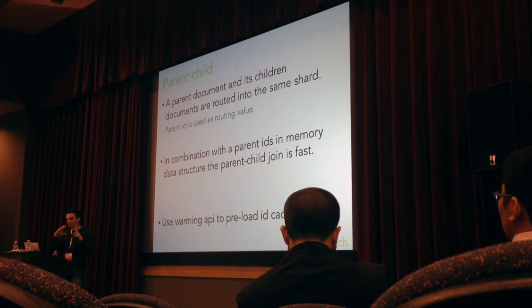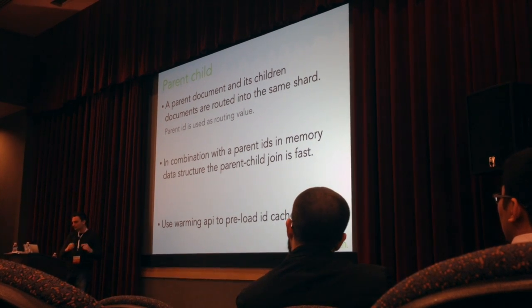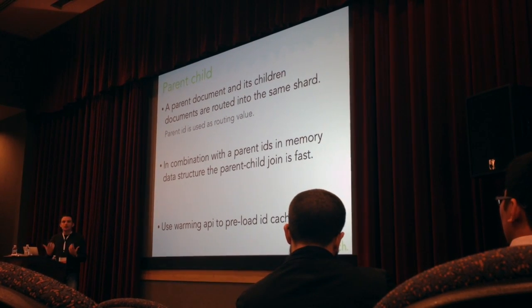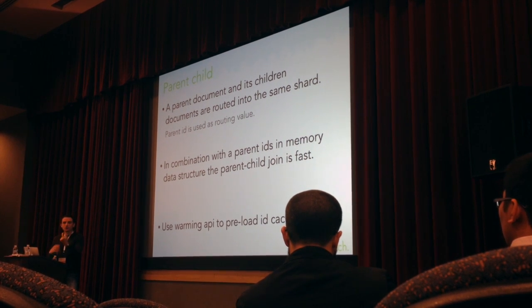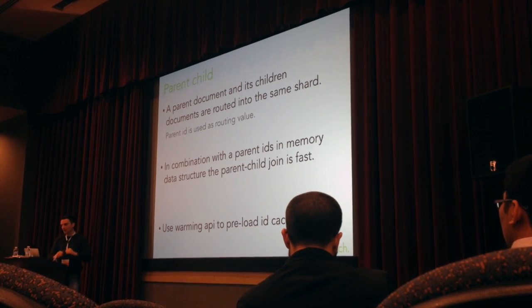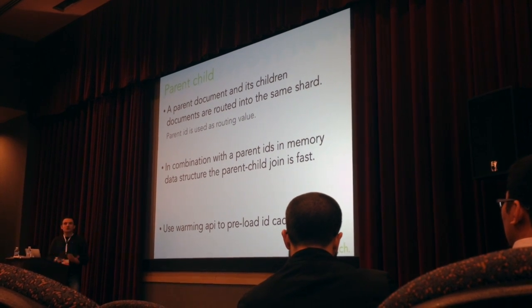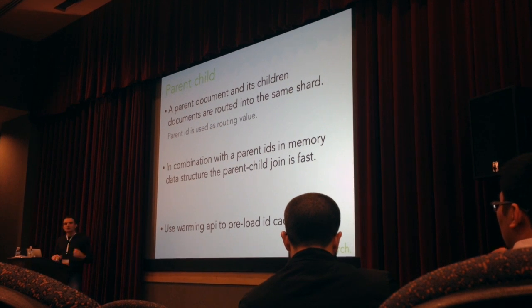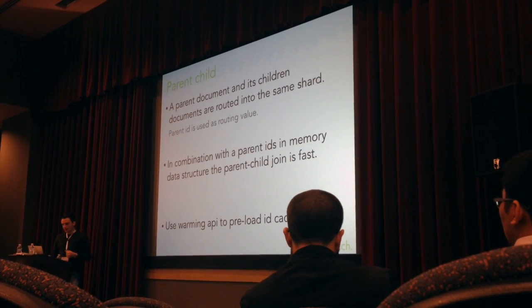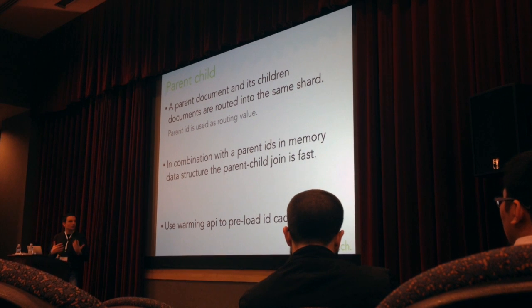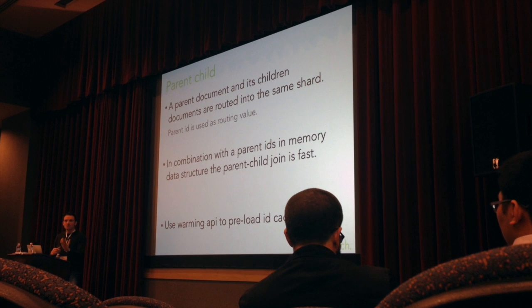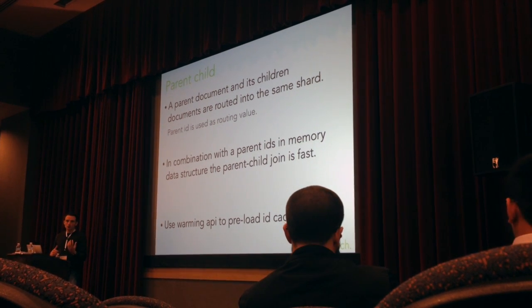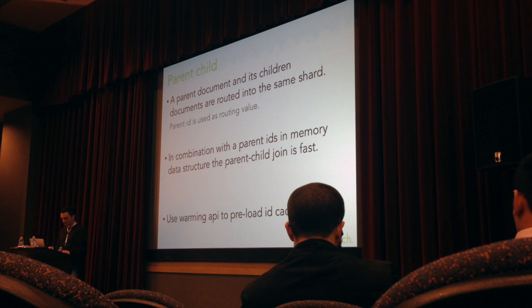In ElasticSearch, the parent and the child documents are all routed into the same shard, and the shard sits on one node. We use the ID of the parent as the value for guiding those documents to the right partition of the data. On top of this, there's also an ID cache on each shard that effectively allows an efficient in-memory join, so there's no need to go to disk. And there are ways in ElasticSearch to pre-build this ID cache by registering warmers. Usually those caches are built on demand, but you want them to be there for the first search request.